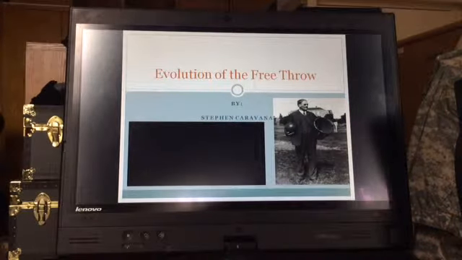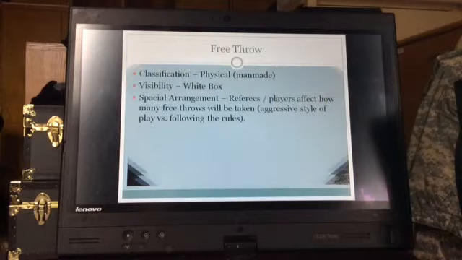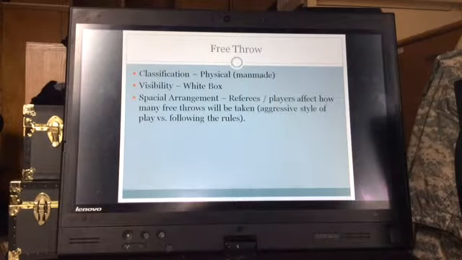Good afternoon. Today I'll be analyzing and highlighting the system of the free throw and how the free throw revolutionized the game of basketball, which was created by the man on the right, Dr. James Naismith, in 1891. When looking at a free throw from a systems perspective, it can be broken down into a few components: classification, visibility, spatial arrangement.